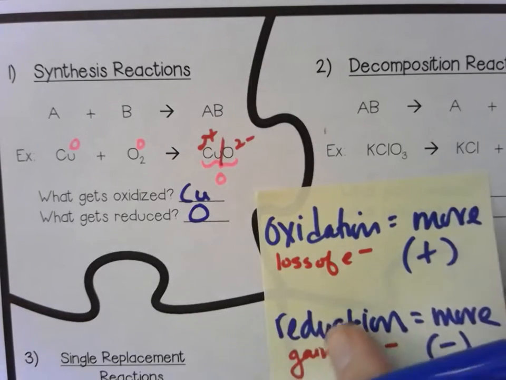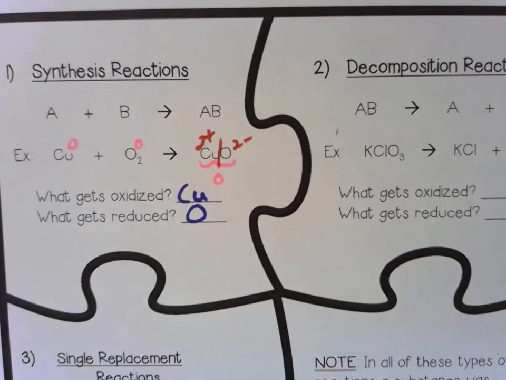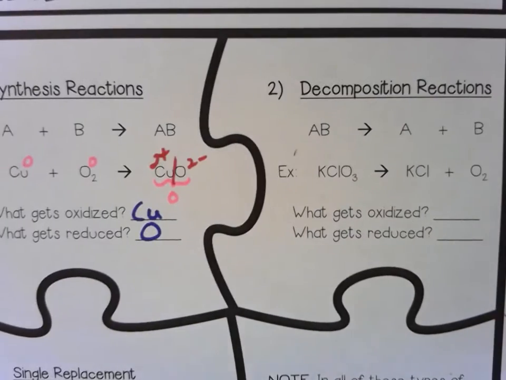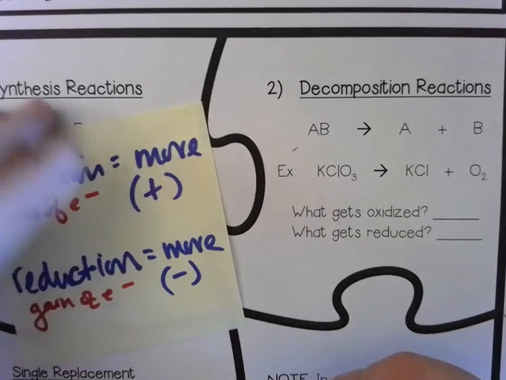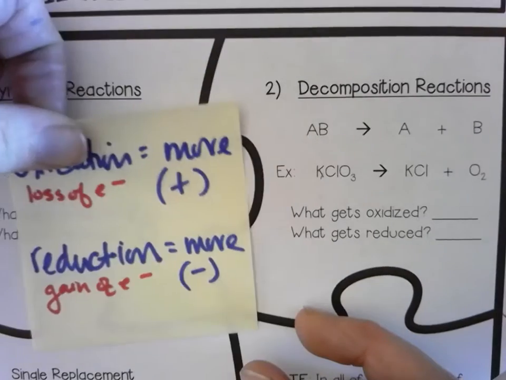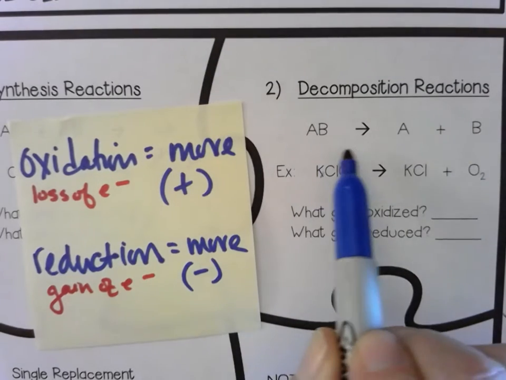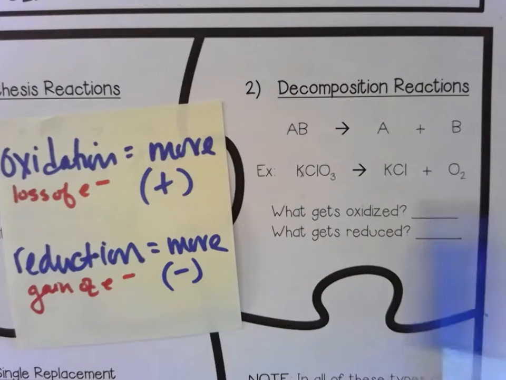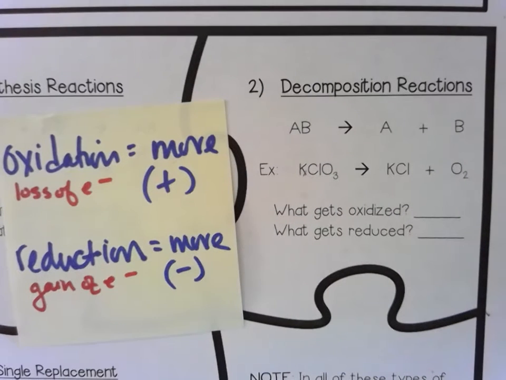I'm going to move on to decomposition, which is right next door. So here's the decomp one. I'm going to keep this right here. I can move that so you can actually see it. And here we go. We have AB yields A plus B, so that is our decomposition reaction. And then we have KClO3 yields KCl plus O2. This sounds a bit more complicated. Let's start with the easy stuff first.